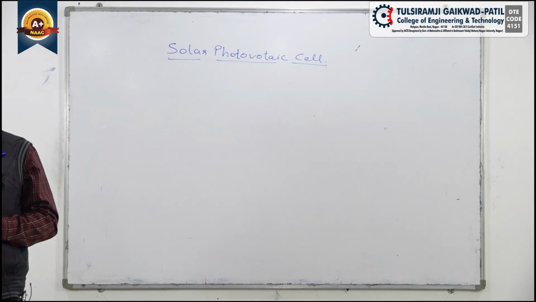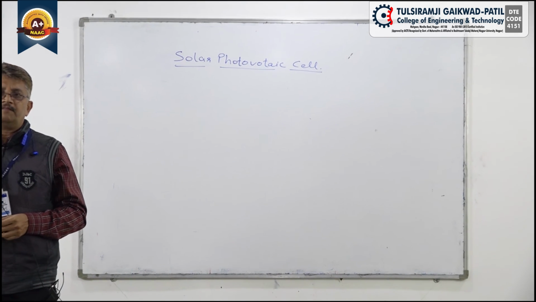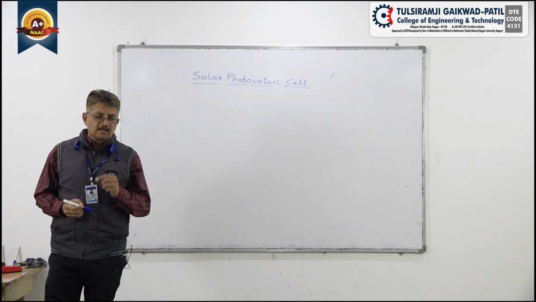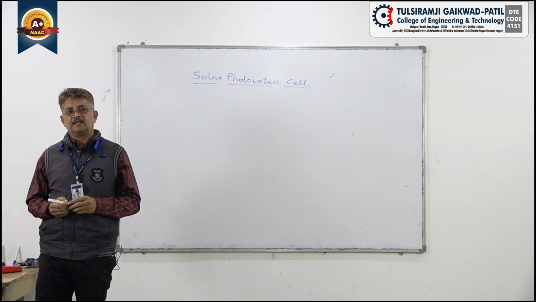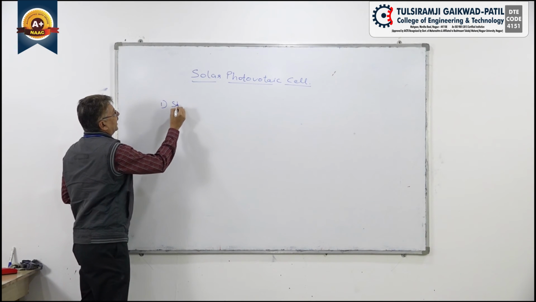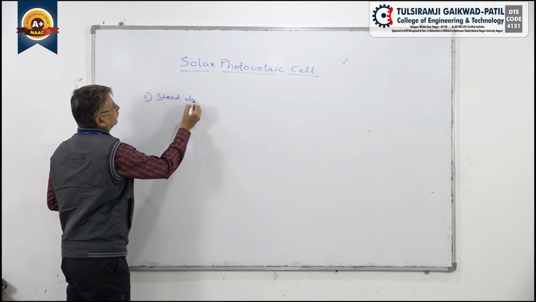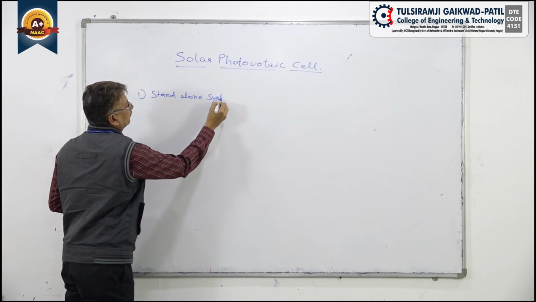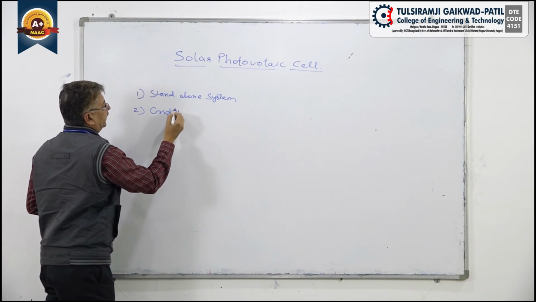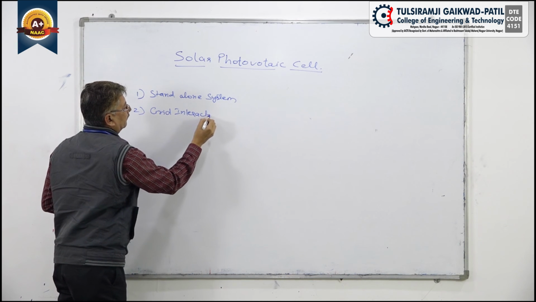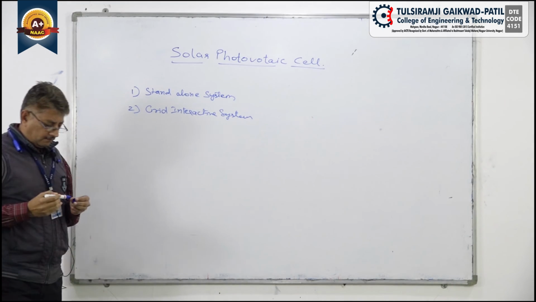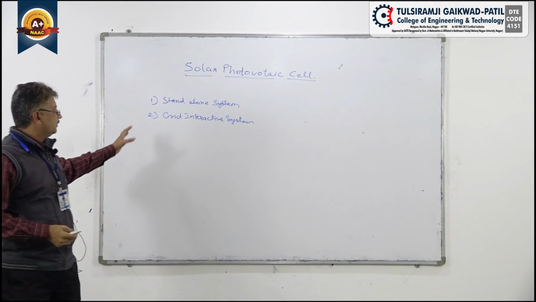If you remember, in the previous session I explained the fundamentals of the solar photovoltaic system, that is, how many types of solar photovoltaic systems there are. There are two types: one is the standalone system, and the second one is the grid interactive system. And we have also discussed the difference between these two systems.